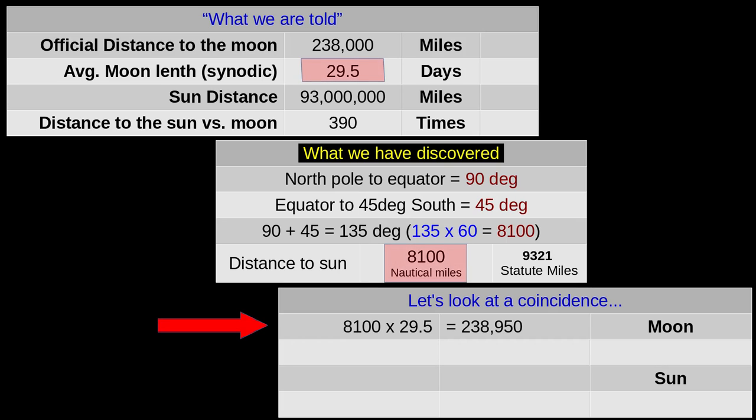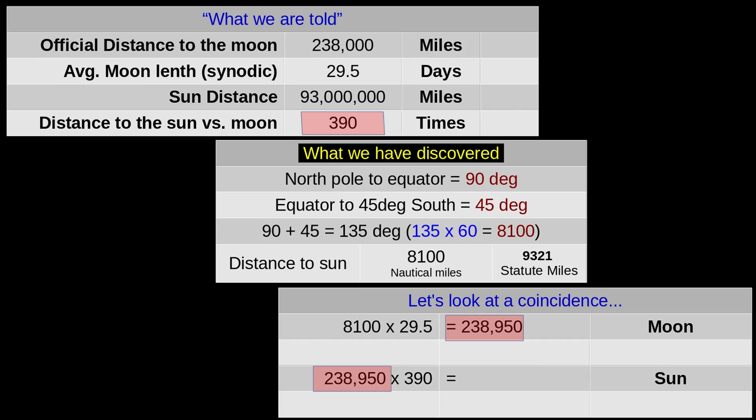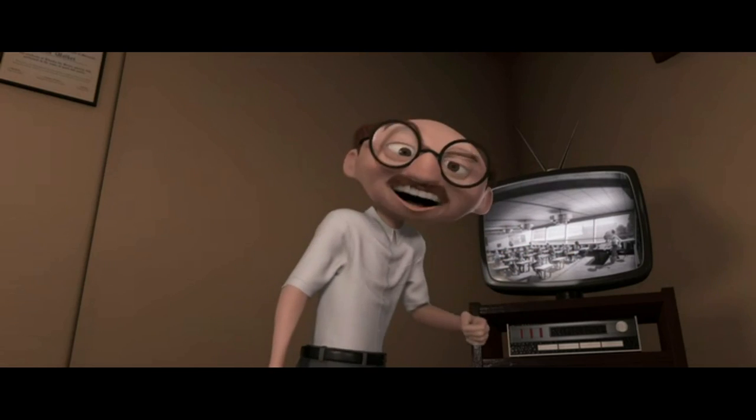The 8,100 miles, if you multiply that by the average moon length, comes out to 238,000 miles. If you take the 238,000 and multiply that by the 390 times distance, you also come up with 93 million miles. Interesting. Coincidence? I think not!